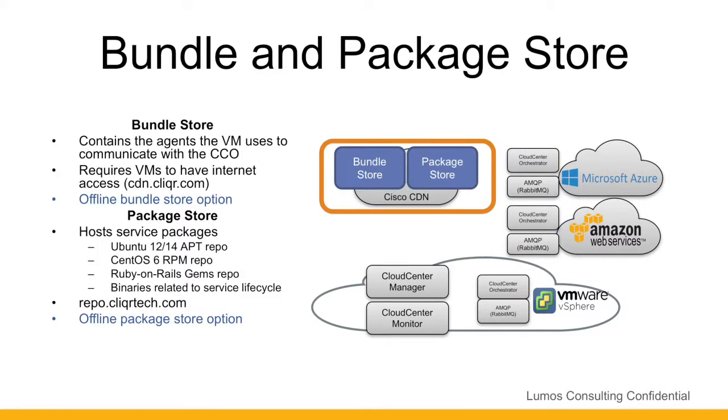We have the bundle and package store. The bundle store contains the agents the VMs use. The package store contains Ubuntu Debian packages, CentOS RPMs, Ruby on Rails gems, etc. Components for various services that might be instantiated. Both of them can be made offline if your VMs can't make outbound connections.